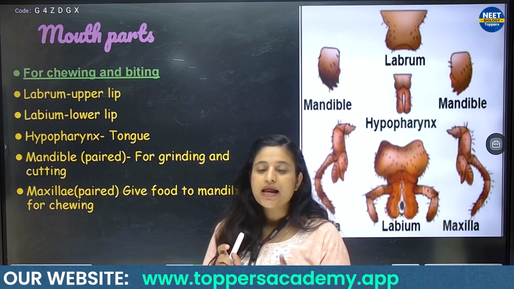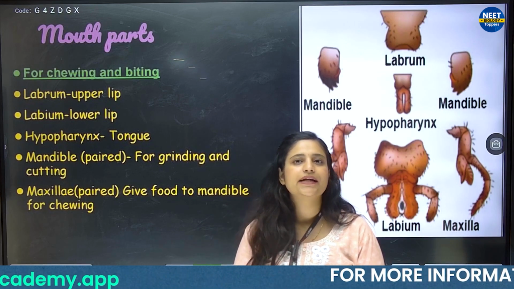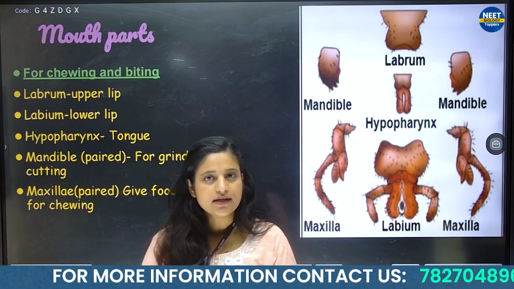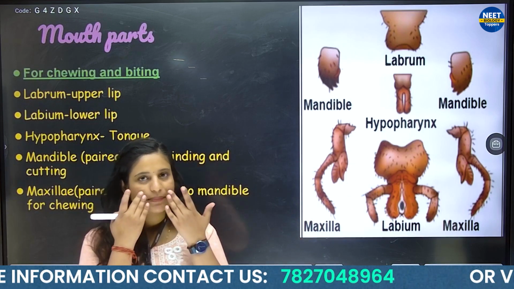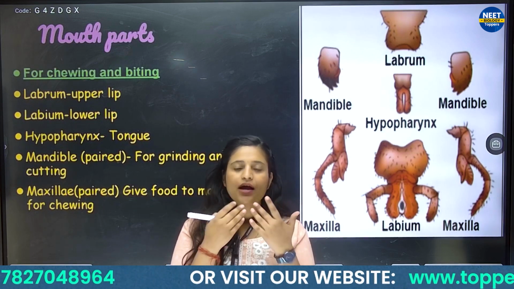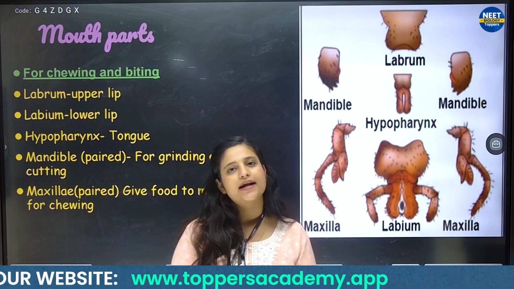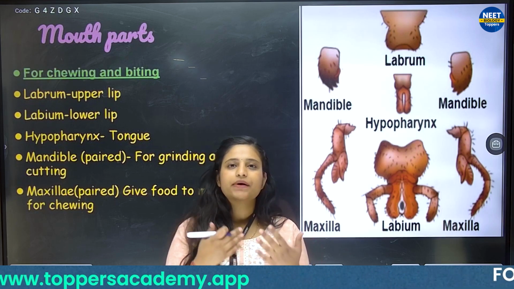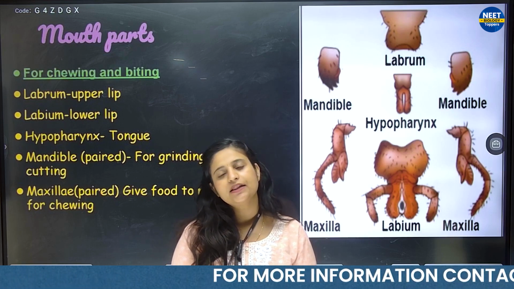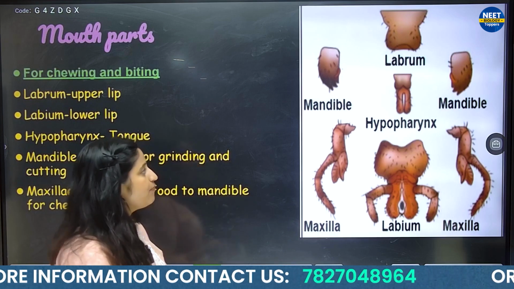And how many parts are present in the mouth? The labrum is considered as the upper lip. The labium is considered as the lower lip. The hypopharynx acts as a tongue. The maxillae have a sensory palp which is responsible for olfaction and gustation. The mandible, present on that side, has sharp chitinous teeth and is responsible for piercing and biting.